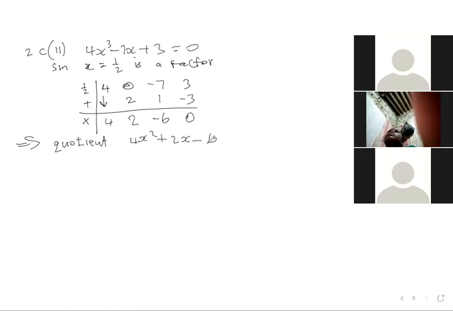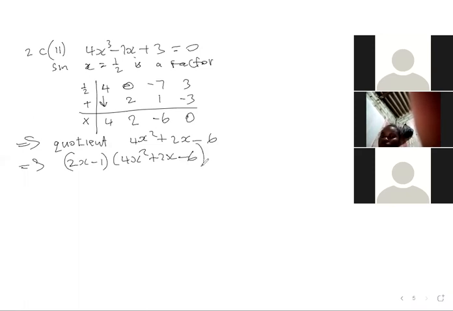Okay, so this implies that you have now reduced the polynomial. You have factorized the polynomial into 2 factors, 2x minus 1 and 4x squared plus 2x minus 6. So now the next step is to factorize this one, the quadratic function. We can still factorize this one. If you want, you can use synthetic division or use some other method that you already know. So if you are to use synthetic division, we observe that 1 is a factor.